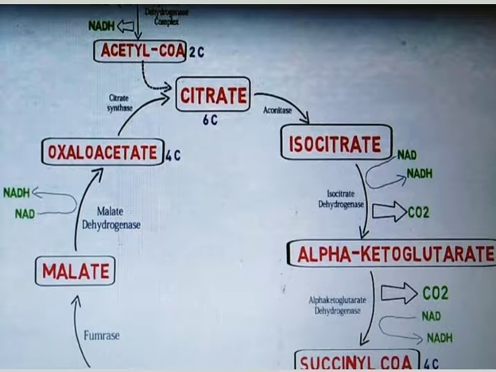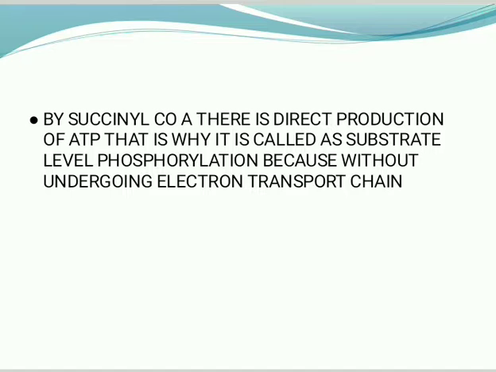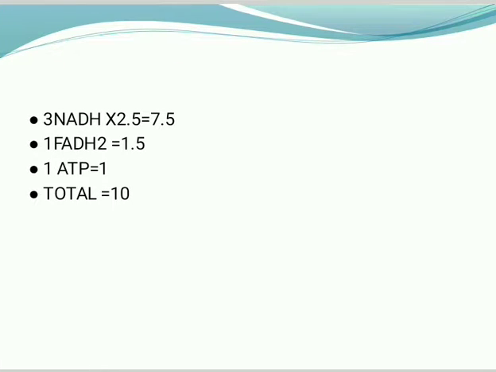whenever the direct synthesis of ATP occurs, it is known as substrate level phosphorylation. But when there is the synthesis of ATP in the electron transport chain, it is known as oxidative phosphorylation. So this is the difference between oxidative and substrate level phosphorylation. Here substrate level phosphorylation occurs, and we know that one molecule of NADH produces 2.5 ATP.